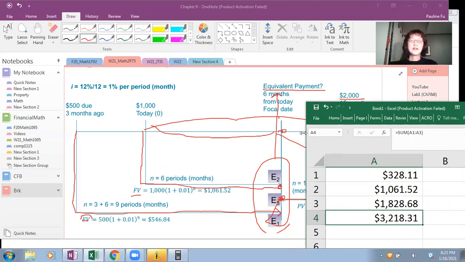So, in summary, what I have done in this lecture, I presented compound interest. Specifically, I calculated the future value, the present value, and also interest bearing promissory notes. Lastly, I calculated the equivalent payment.